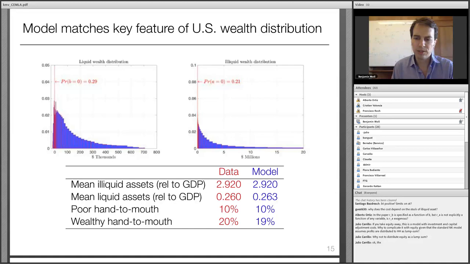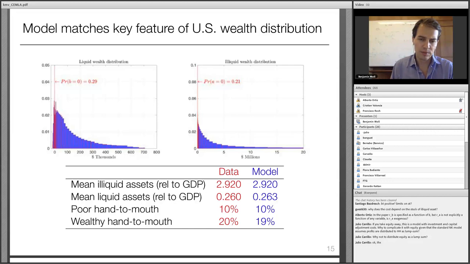So why do we do this? We think, you know, this is a macro paper. I think any serious macro modeling of the household side should be consistent with at least the wealth totals in the US economy. So you want something like between 3 and 4 times GDP. For emerging markets, these would, for example, look different, I guess. The second thing our calibration tries to match is these two line items at the bottom: the poor hand-to-mouth and the wealthy hand-to-mouth.